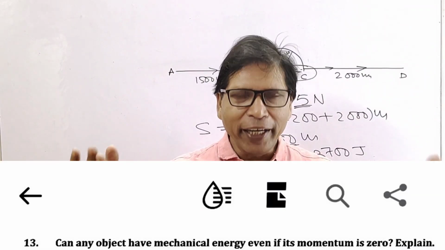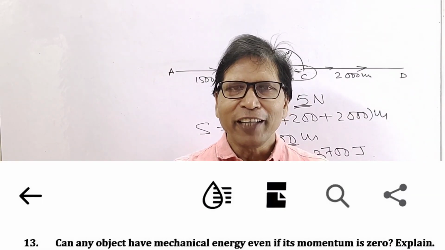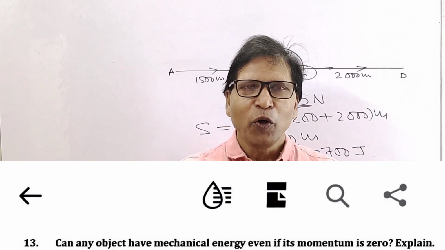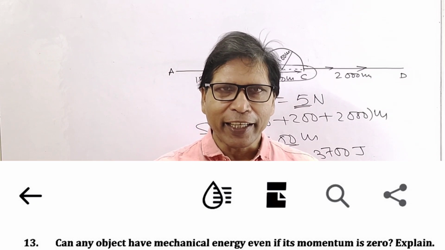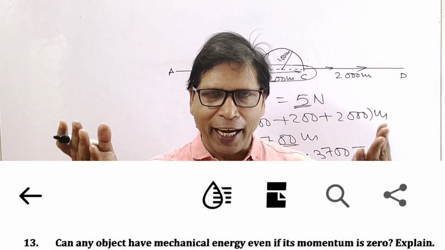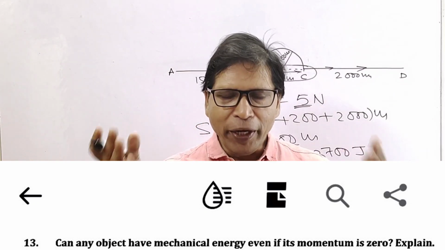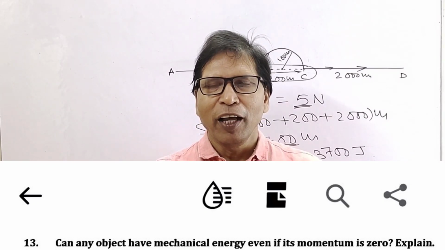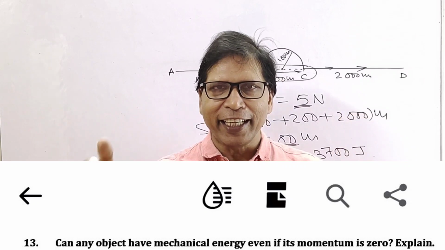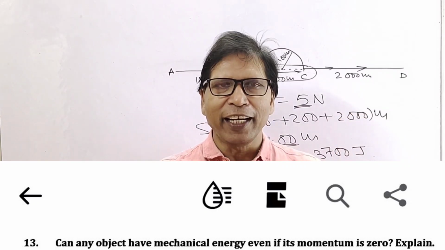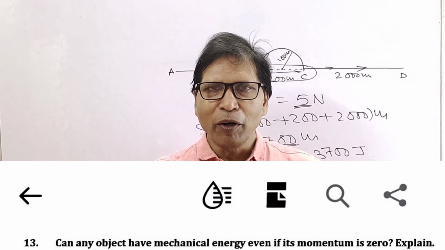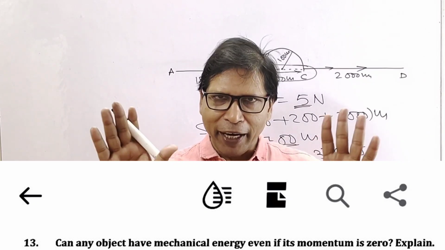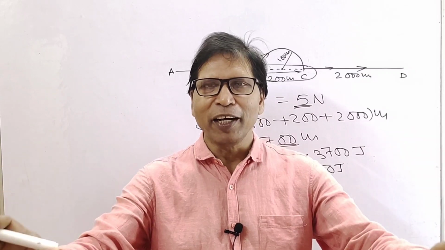Okay. If the momentum of a body is 0, will the body have mechanical energy? Yes, we know mechanical energy equals potential energy plus kinetic energy. When the momentum of a body is 0, that is, its velocity is 0, velocity 0 means kinetic energy 0. A body has potential energy when its momentum or velocity is 0. So a body can have mechanical energy when momentum is 0.